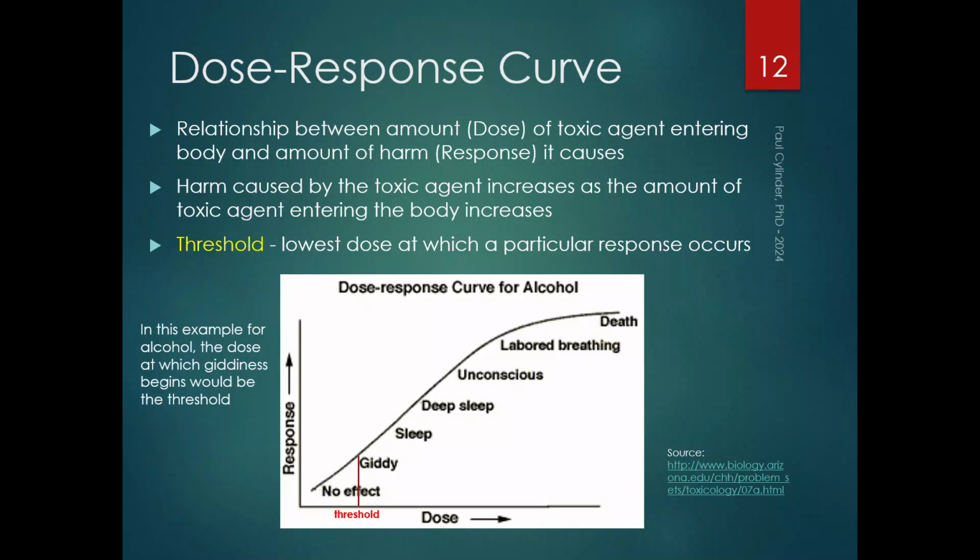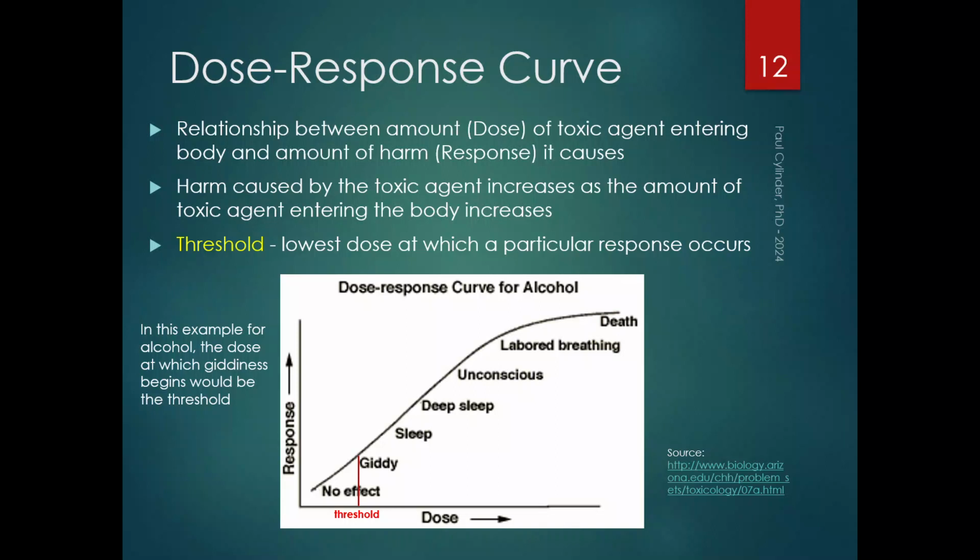So what's called the dose response curve is an important tool that's used in toxicology and, of course, in environmental toxicology also. It's the relationship between the dose of the toxic agent that enters the body and the amount of harm, or the response, that that dose causes. If we look at the graph, this example is a curve for alcohol consumption.